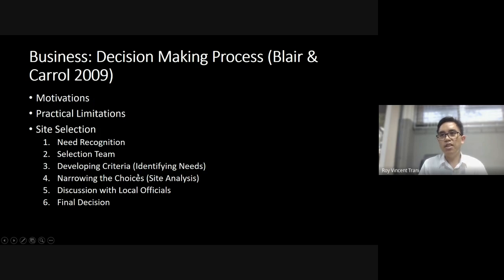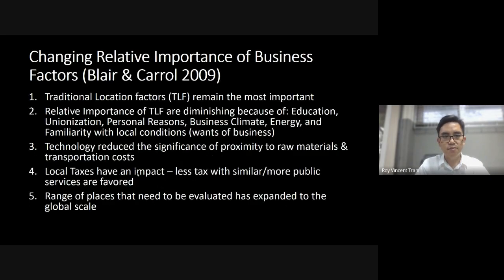This can be done with non-architects, construction professionals, together with business professionals and all those courses in between. And then narrowing the choices, basically site analysis, checking off a list. Now, does this site cater to our needs? And then just go down the list of which site has the most appeal. And then you discuss with local officials. I mean, the firms will discuss with local officials, and they will reach a final decision.